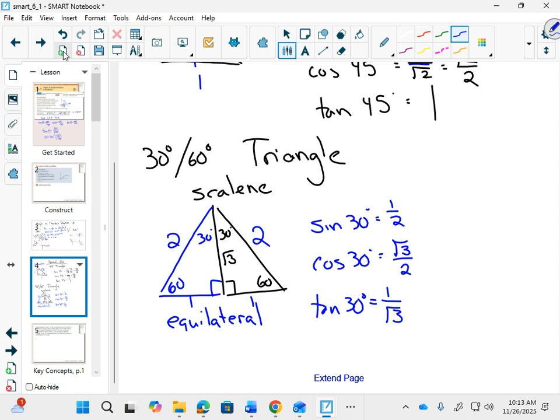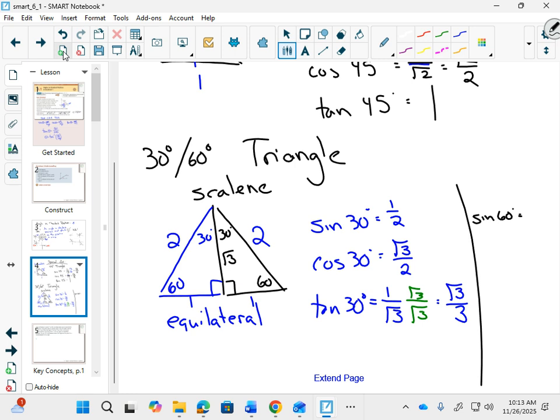Are we allowed to have a square root on the bottom? No. So we have to rationalize the denominator by multiplying top and bottom by root 3, and get root 3 over 3. But because we can do 30 degrees, we can also do 60 degrees.